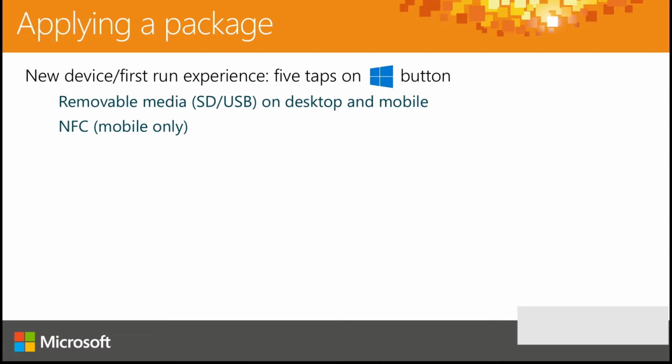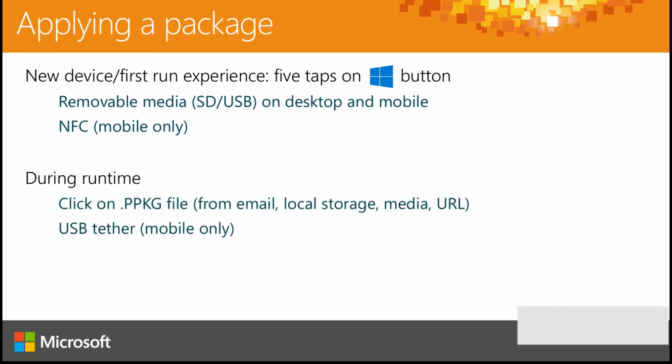Yeah. So you hit the Windows key 5 times. It'll pop up a message, and it'll look and go, okay, I'm going to look at removable media, whether that's a micro SD card, whether it's USB. NFC is for mobile devices only, and it's going to pop up this message for you. I'm too far away again, so I'll do that again.